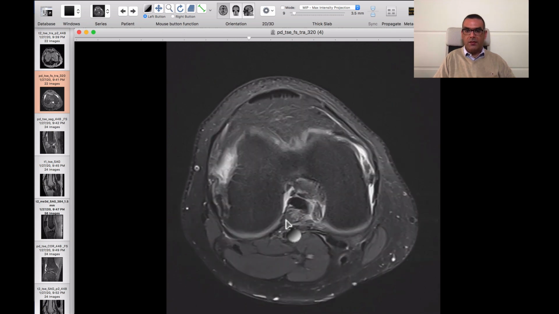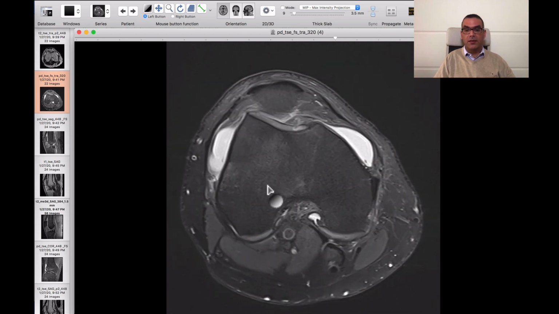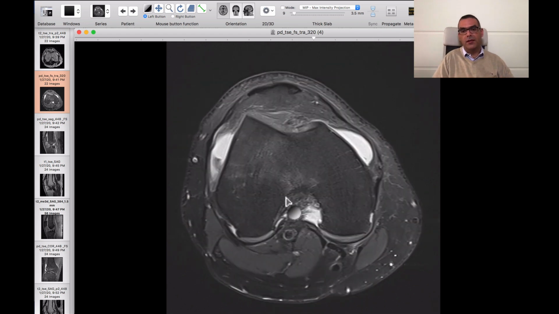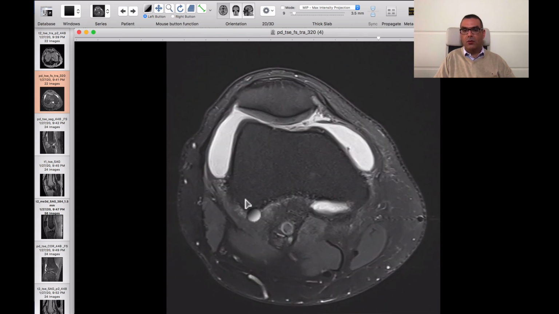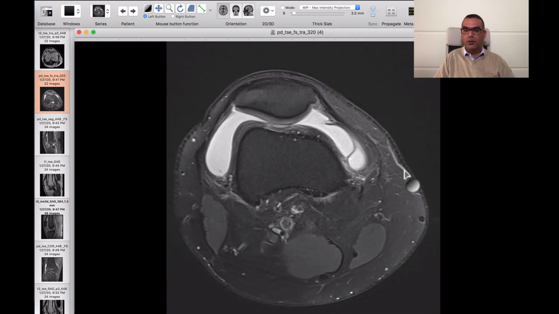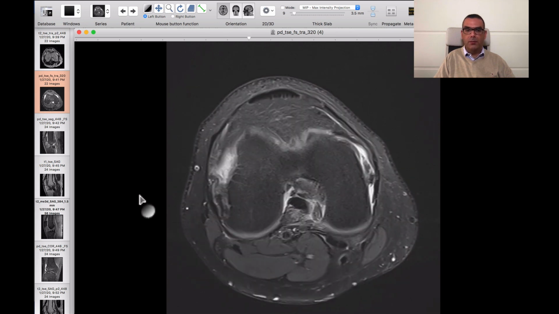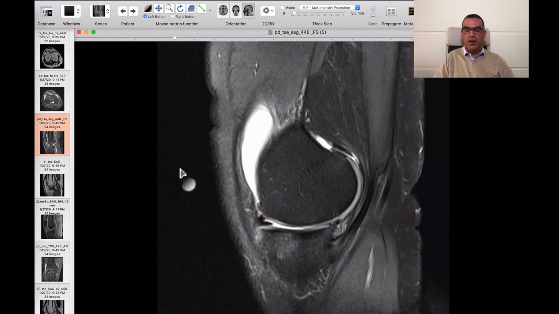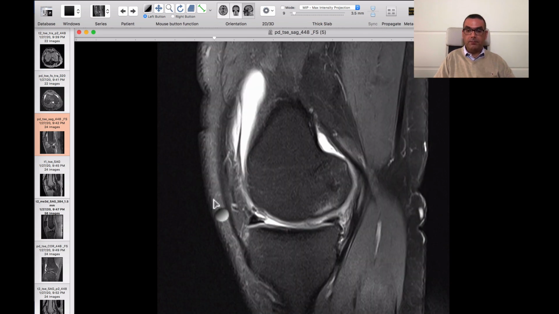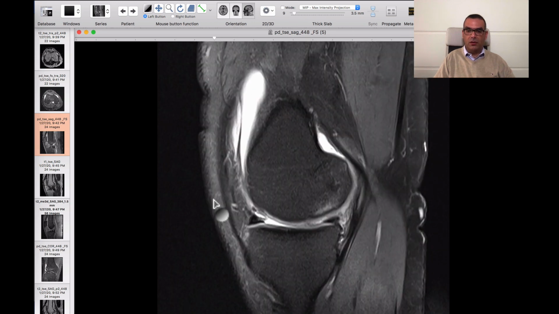So now let's go to the sagittal and coronal to see what's wrong with the menisci. We know now there is a full thickness ACL tear, and we have marrow changes, we have moderate amount of effusion, and we have an abnormal structure lying here beneath the MCL. So now let's jump to the sagittal and coronal to see what's wrong.